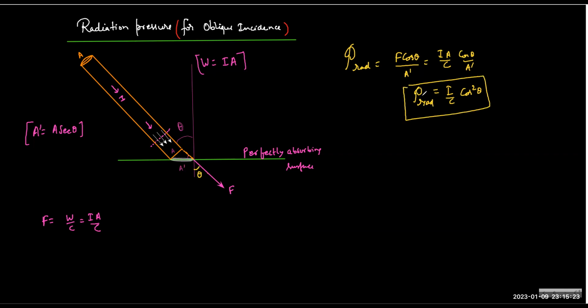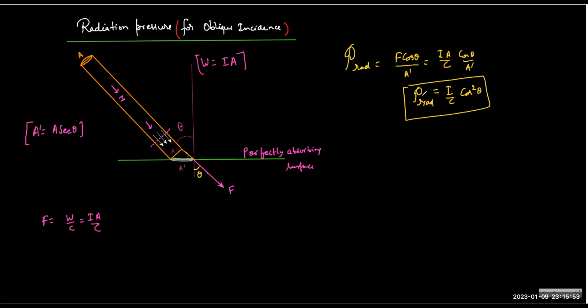So although the force is the same, W by C or IA by C, the radiation pressure has become I by C cos square theta. Understood? The pressure has changed. And why has it changed? Because of the spread in the area.